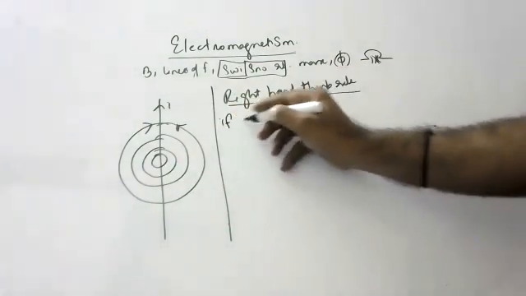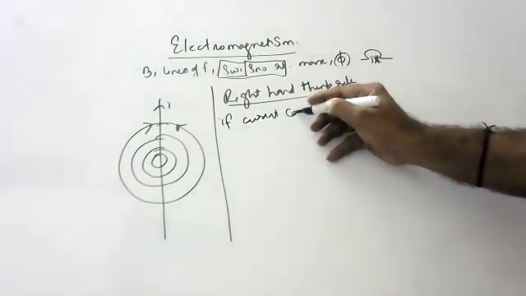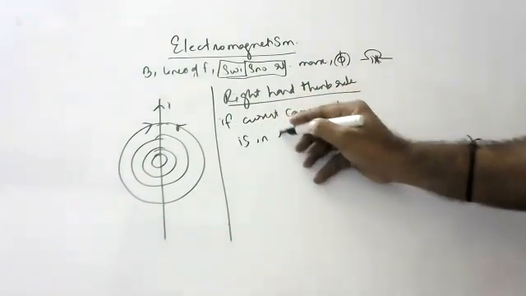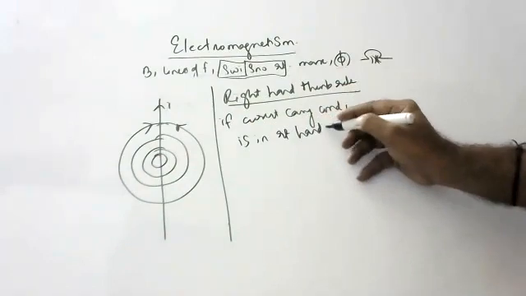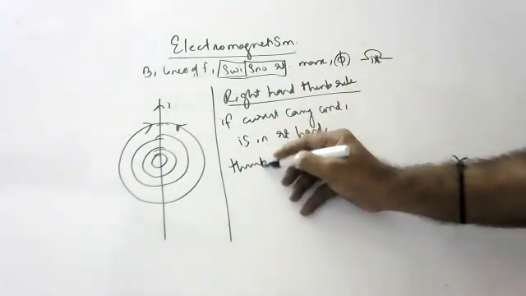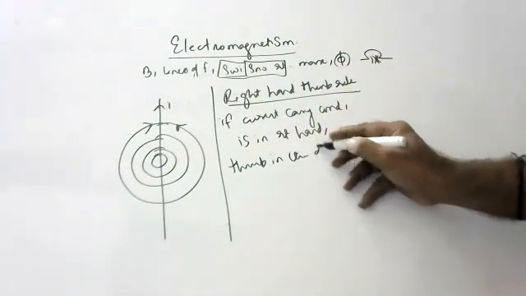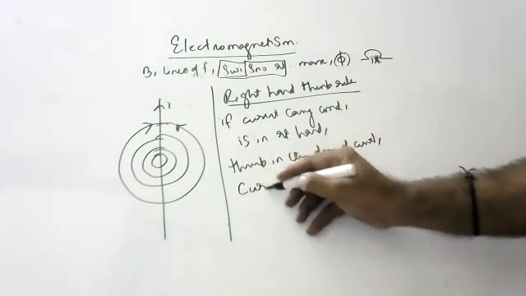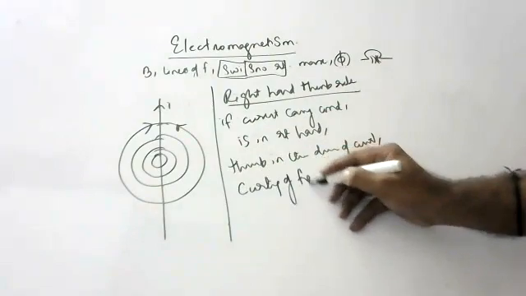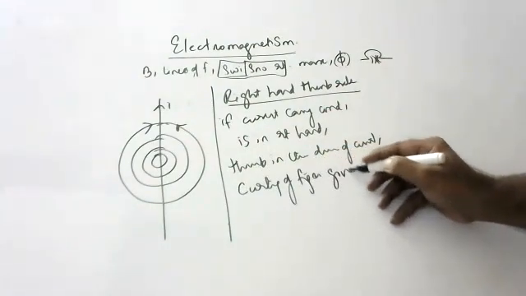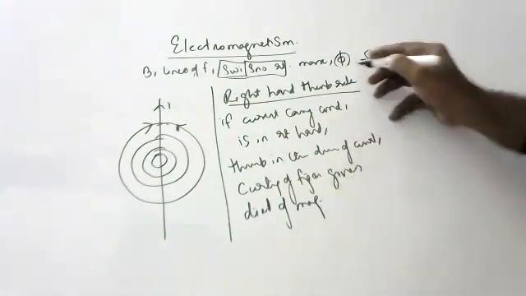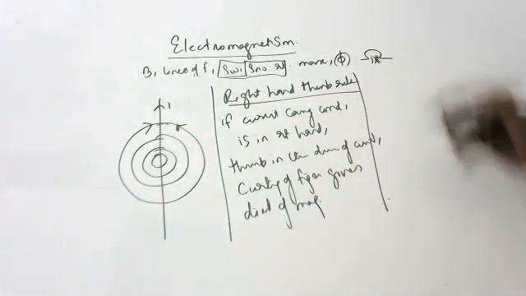So if the current carrying conductor is in the right hand, thumb in the direction of current, then the curling of fingers gives the direction of magnetic field. No, sir, this rule is a little bit confusing. There is one more rule.